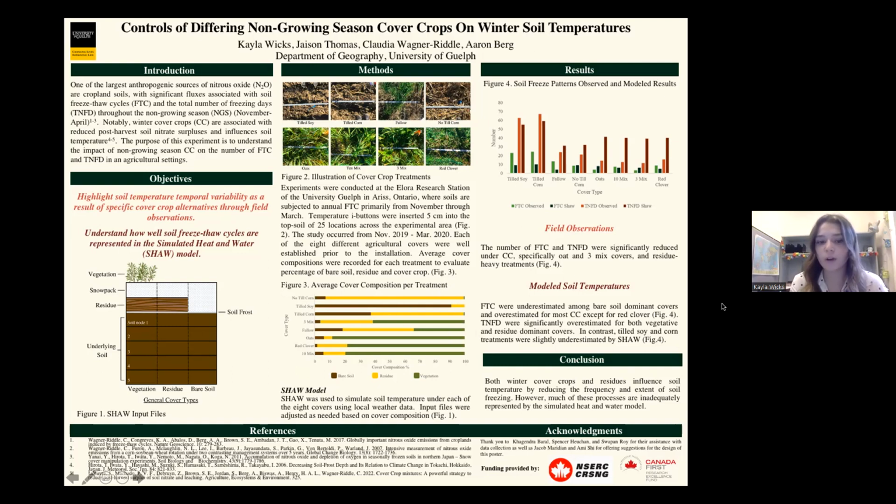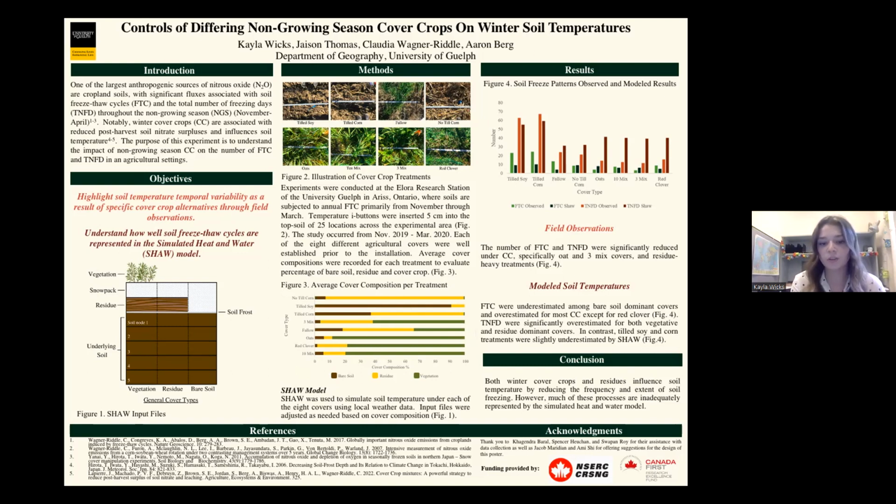So our residue dominant treatment was no-till corn. The bare soil dominant treatments were tilled soy, corn, and fallow. And the vegetation treatments were a 3-mix, a 10-mix, oats, and red clover.